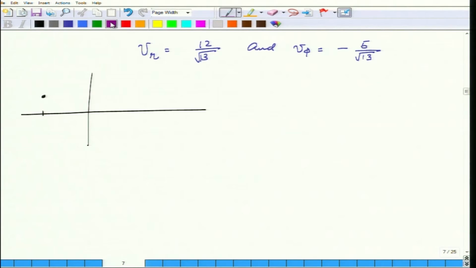At this point, let me again show that the R unit vector is like this, and the phi unit vector is perpendicular to this in this direction. What we find is that V_r is in the same direction as the R unit vector, so it is positive. V_phi, however, is negative. This is V_phi, and this is how the particle is moving. So I can write the velocity in planar polar coordinates as 12 over root 13 r at this point minus 5 over root 13 phi.